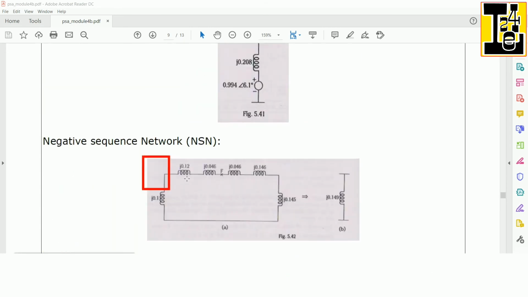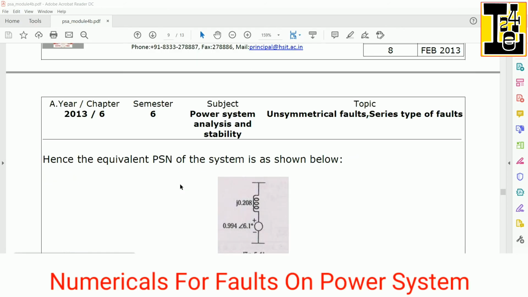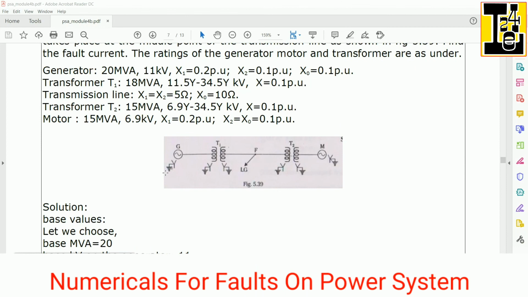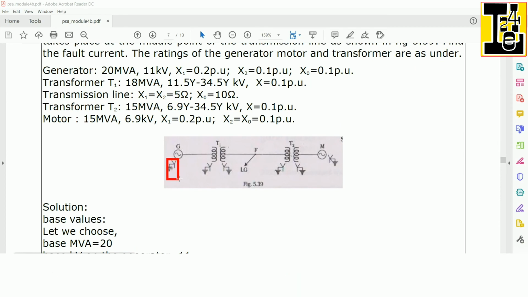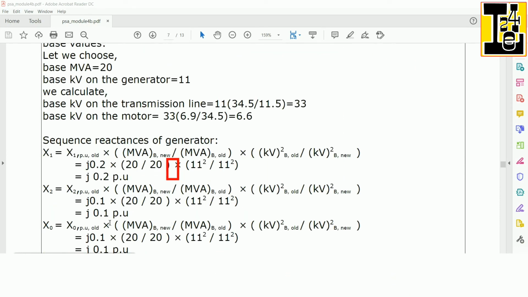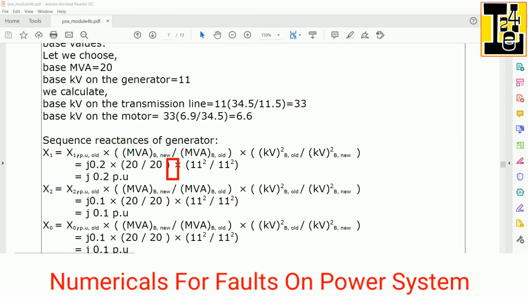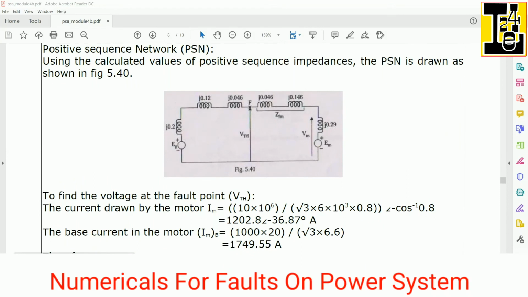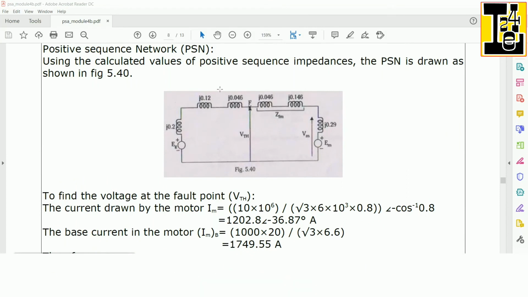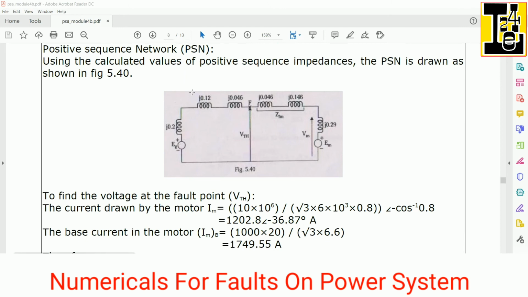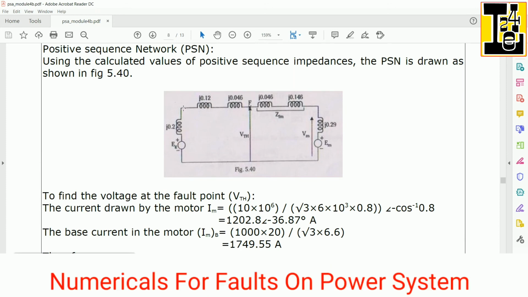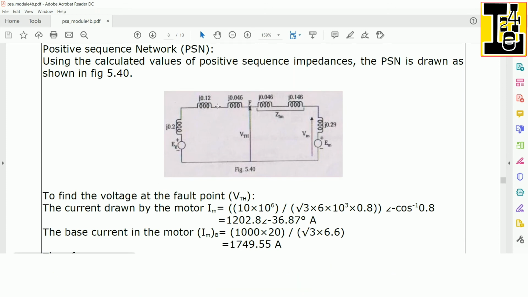Why? Because if you observe the given figure, here it is star grounded, so there will be a short circuit at the generator. Here the transformer is having primary as well as secondary connections as star grounded. That's why both the primary side and secondary side switches are closed here.